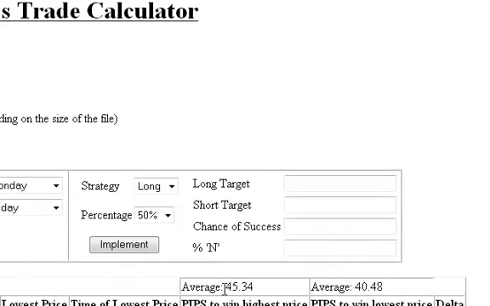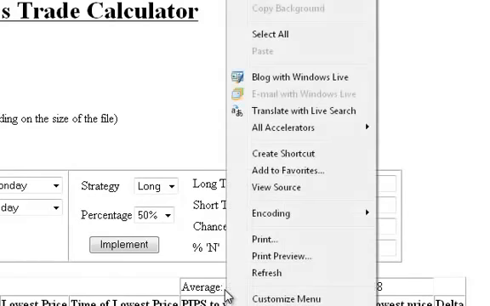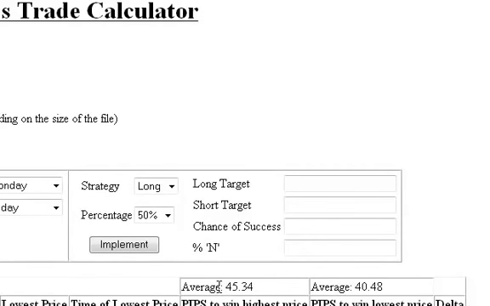You can see here that the average is 45 for a long and 40 for a short. So if we go in and say we're going to take 30% of that number, it tells us that we are going to have an 82% chance of success by entering this long trade of 13. A short trade gives us about a 72% chance. Let's see if we change that to a 20. That gives us an 82.